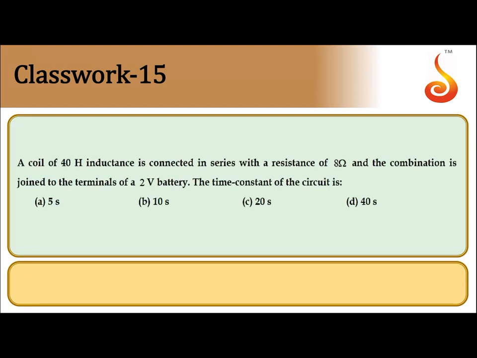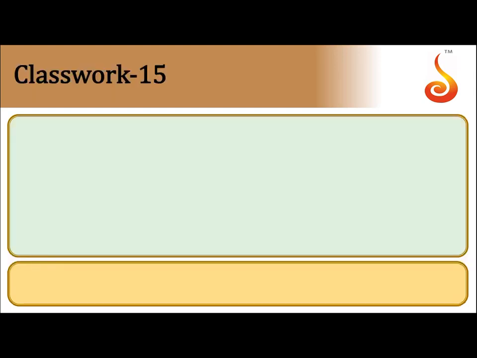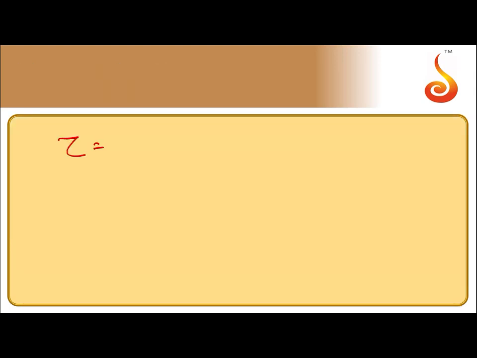A coil of 40 Henry inductance is connected in series with a resistance of 8 ohm and the combination is joined to the terminals of a 2 volt battery. The time constant of the circuit is given by L divided by R. What is the value of L? L is 40 Henry and the resistance is 8. Remember, the voltage has no role to play as far as the time constant is concerned. The time constant is 5 seconds.